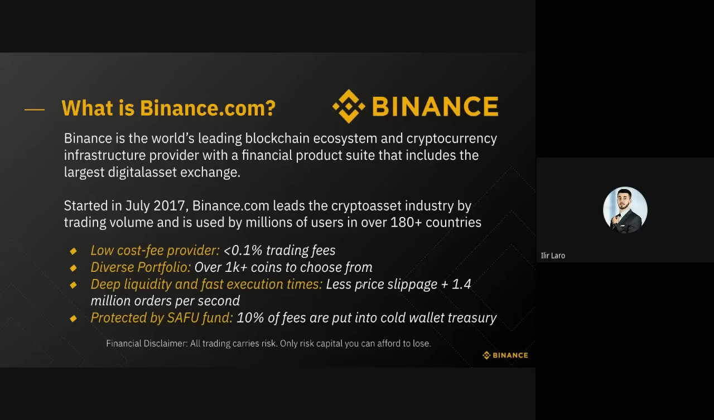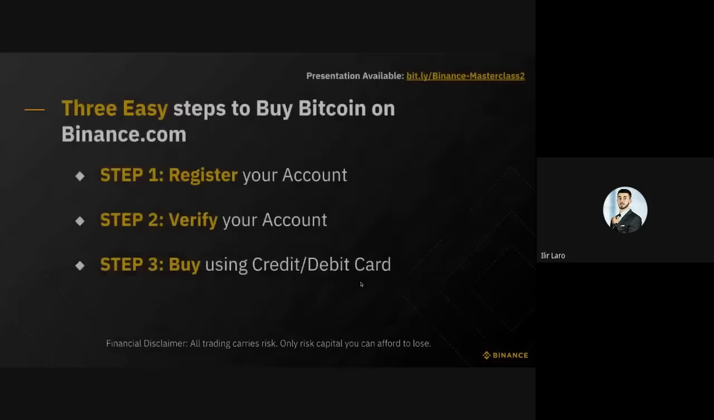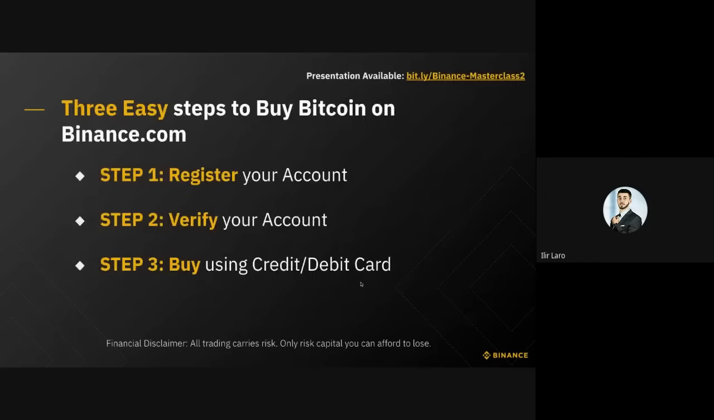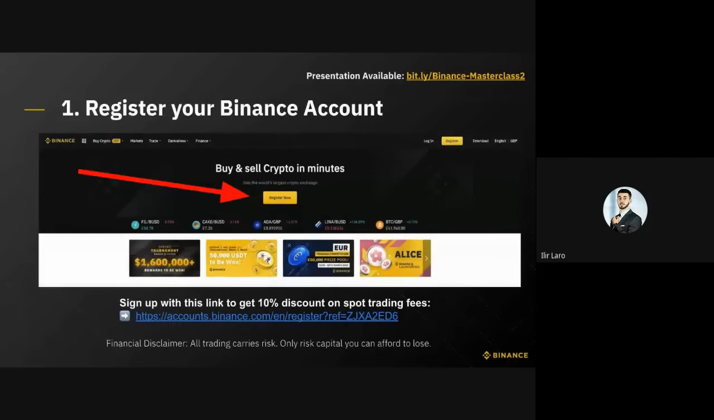Now, how do you actually buy Bitcoin on Binance.com? So first things first, you have to register an account. The second stage is to verify your account. And then the third is to buy using crypto or debit card. Now, it's actually pretty self-explanatory.